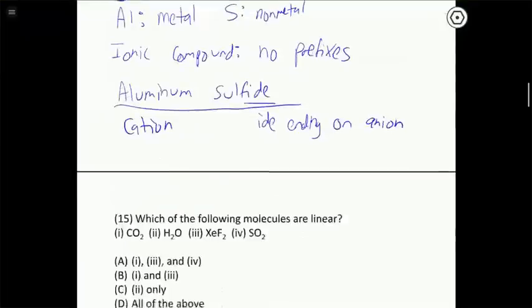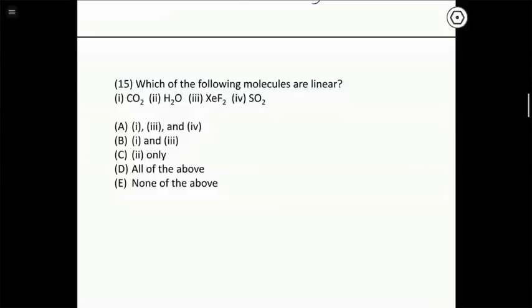Number 15. Now we're talking about molecular structure. Which of the following molecules are linear? We notice that each of these formulas has only 3 atoms in it, 1 of something and 2 of something else. So there's only 2 possibilities. It's either linear or bent when you have 3 atoms. Those are the only possibilities.